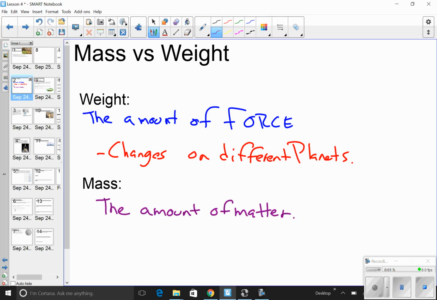So that doesn't change. My mass doesn't change unless I physically lose matter. My mass would change if I lost an arm because there would be less of me. But that doesn't change depending on what planet I'm on. So mass stays the same.